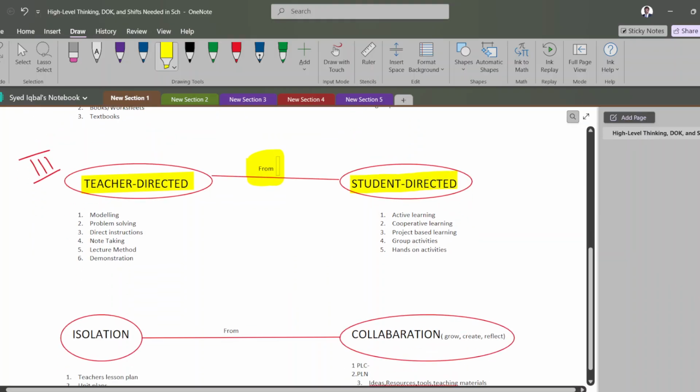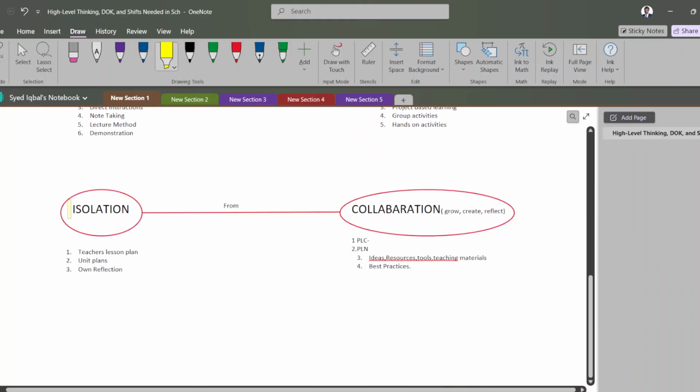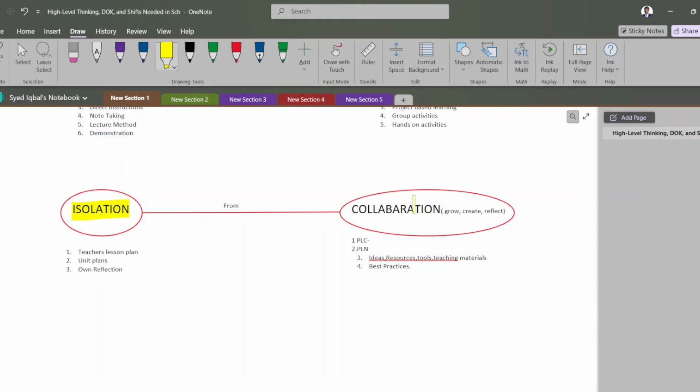Another person on the net has added the fourth shift. Shift number 4, isolation to collaboration. I like this very much. Isolation means the teacher is making the lesson plan, unit plan, and reflecting on how did I do it, did I do right or not. Just limited resources, limited thinking. If we go for collaboration, collaboration means grow and create and reflect with other people.